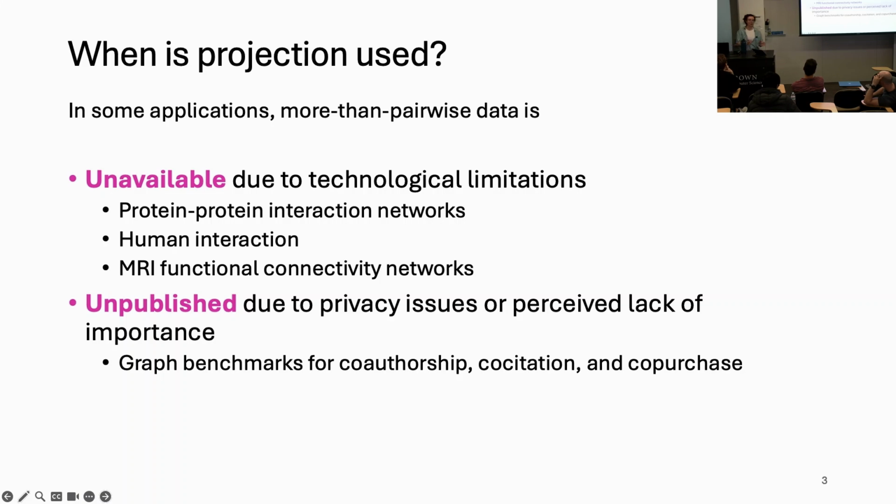Another reason that you might only have the projection is if the data is just unpublished. There might be some privacy issues, or people might not have known that it was important. This is the case for some graph benchmarks for co-authorship, co-purchase, etc.